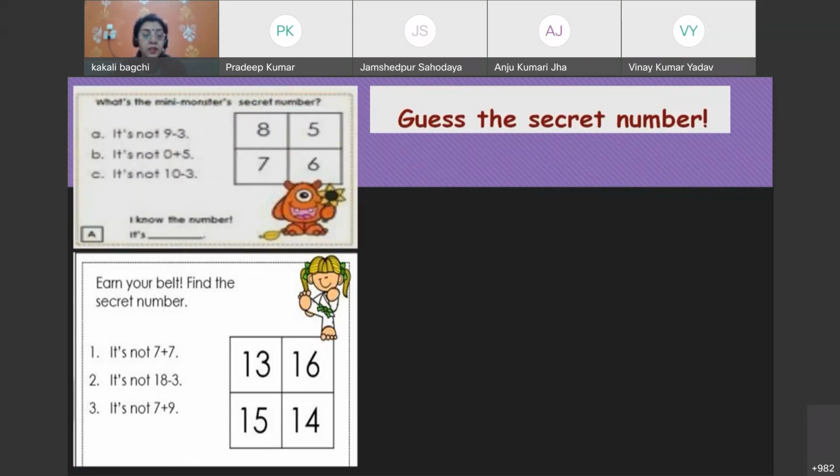It is not 7 plus 7. It is not 18 minus 3. It is not 7 plus 9. Who am I?